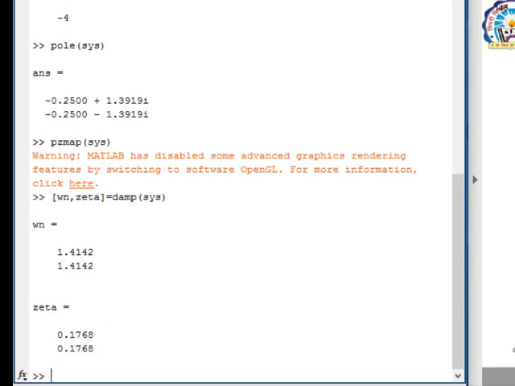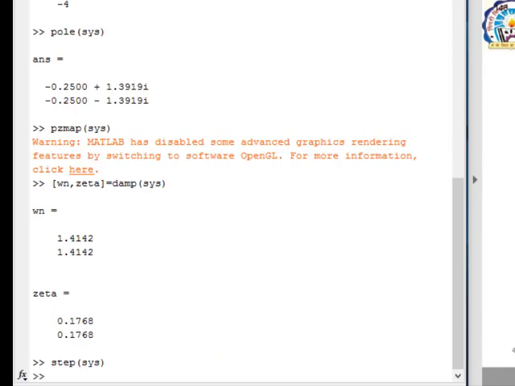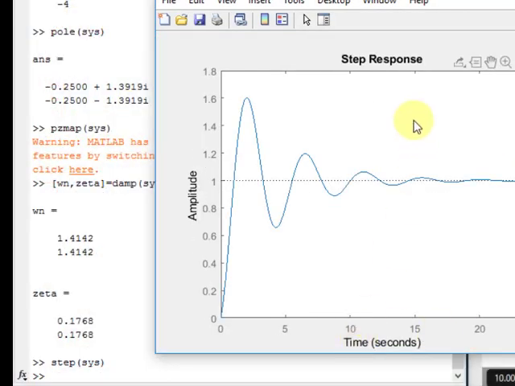Next is step response. From here we will come to know that the response based on zeta is a transient response or underdamped response. So let us check that. To check the step response we are using the command step of system. Again it will take a little bit of time to get the plot. Let us check whether we are having a plot or not. Yes, we got a plot.